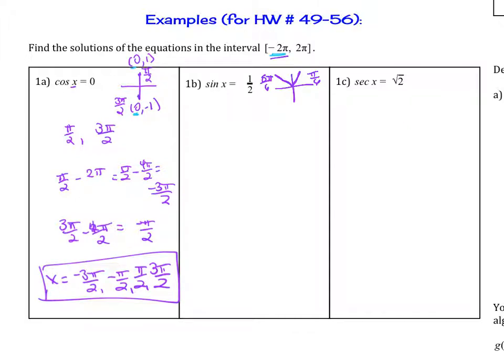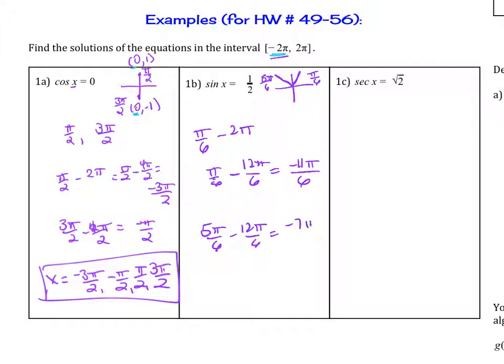So we're going to take these and subtract 2 pi from them. So pi over 6 minus 12 pi over 6, that is negative 11 pi over 6. And then you do the same thing for 5 pi over 6 minus 12 pi over 6. So that is negative 7 pi over 6. So the answers are negative 11 pi over 6, negative 7 pi over 6, and pi over 6, and 5 pi over 6.